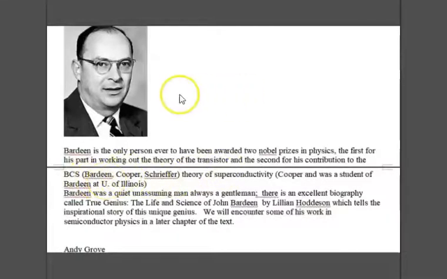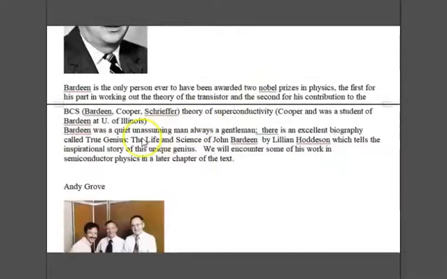Bardeen won his Nobel Prizes in physics for his invention of the transistor. He was a theoretician, and for his part in the BCS theory, Bardeen-Cooper-Schrieffer theory of superconductivity. He was a quiet, unassuming man, always a gentleman, and there's an excellent biography, which, again, the title captures, I think, his true essence, and it's called True Genius.